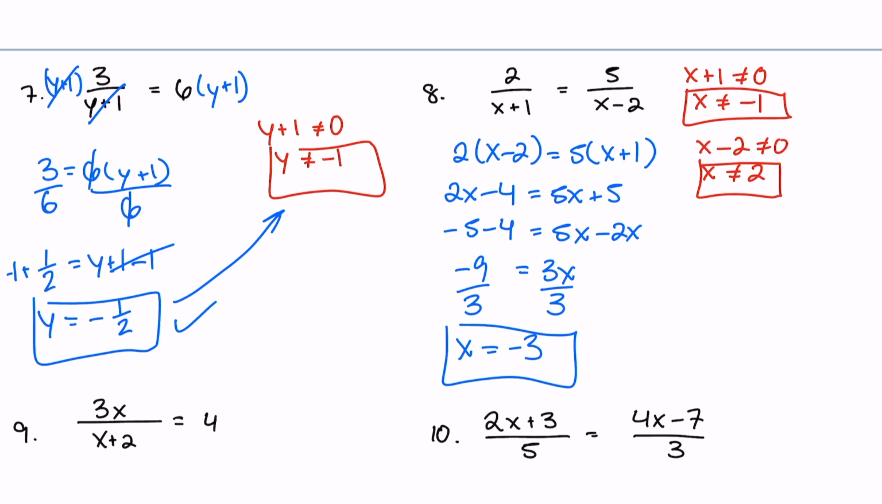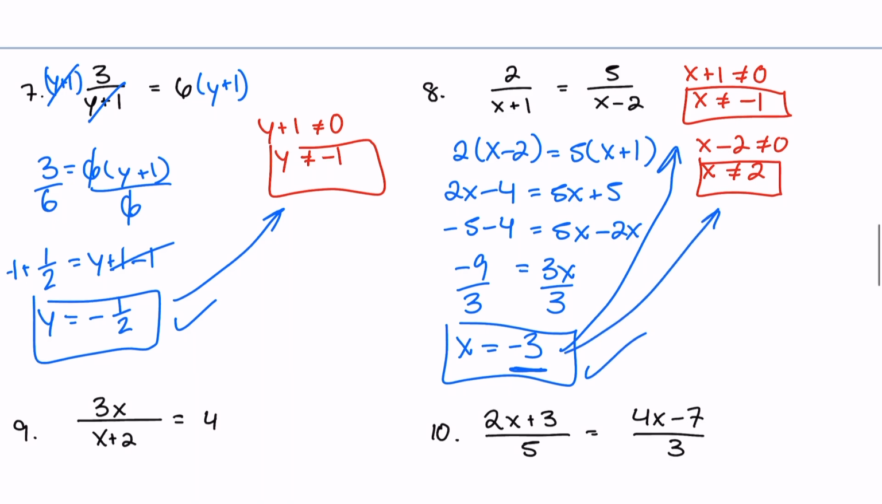Now we just have to make sure it's okay with our criteria. So if x is equal to negative 3, it is not equal to negative 1, it is not equal to positive 2, so we are good.